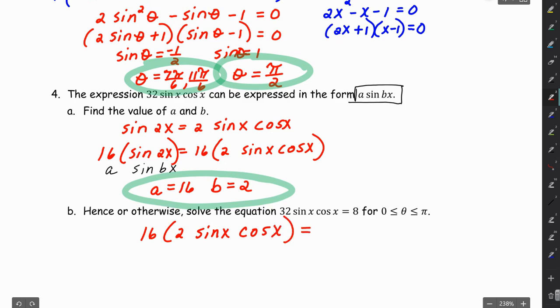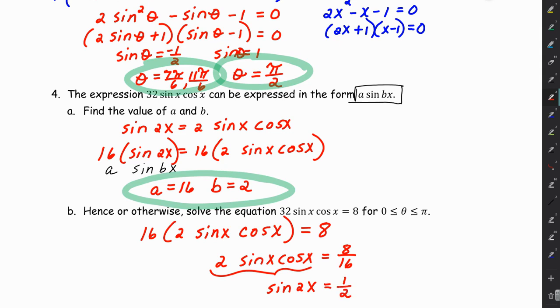And we know that that's equal to 8. So now I'm going to divide both sides by 16. I know that 2 sine x cosine x can be rewritten as sine 2x. That's my double angle formula. 8 over 16 is a half. And now it becomes a really simple problem that we're used to doing.